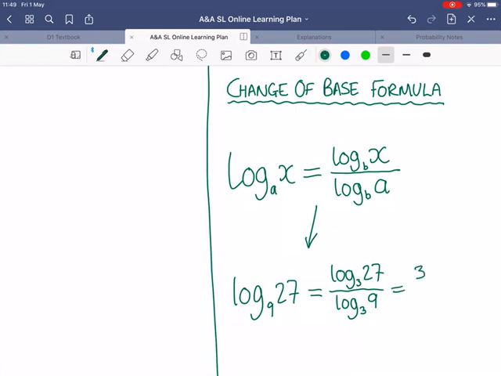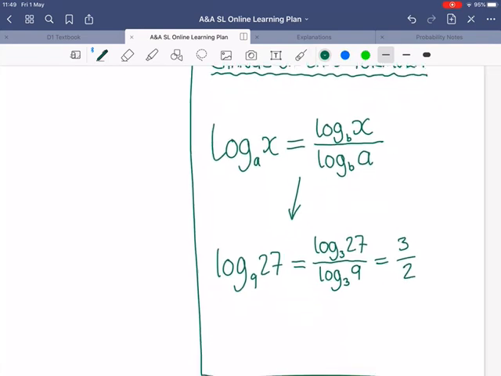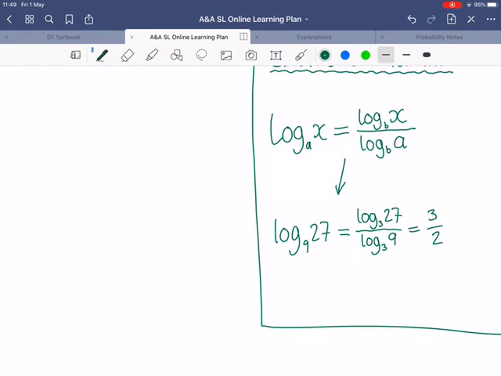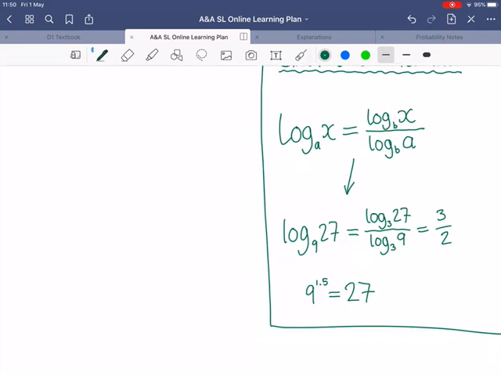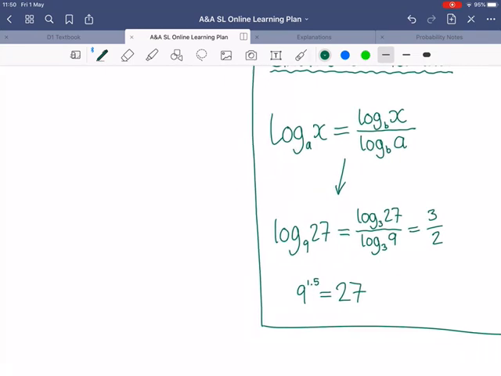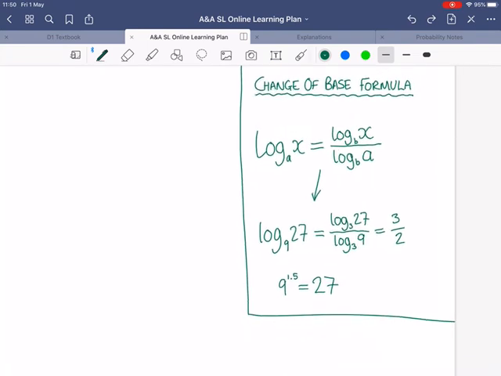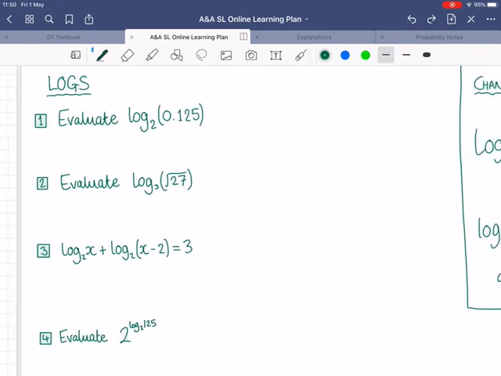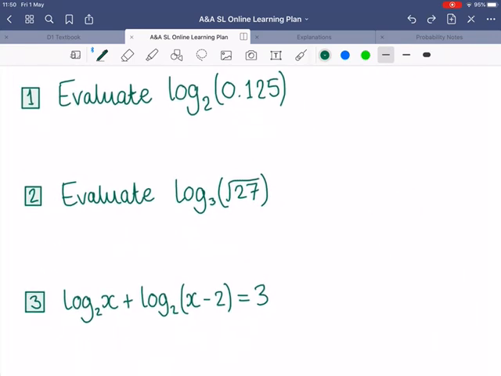And now we can just evaluate both logs. Log base 3 of 27, 3. Log base 3 of 9, 2. And we found that this simply equals 3 over 2, 1.5. Or in other words, what have we just found? 9 to the power of 1.5 equals 27, which seems quite simple, but probably something that not many students could tell you before you actually go through that whole process. Decimal exponents are not the easiest to do by sight.